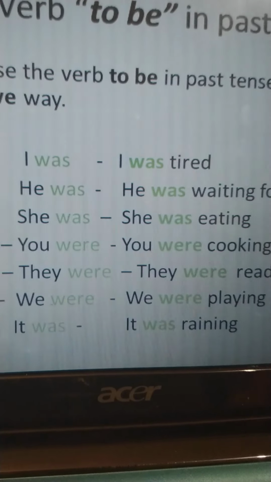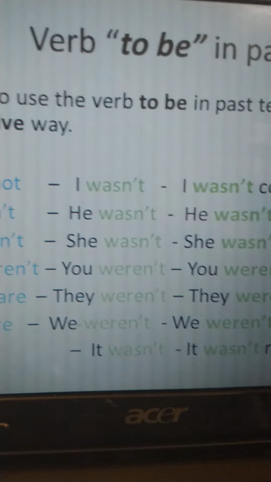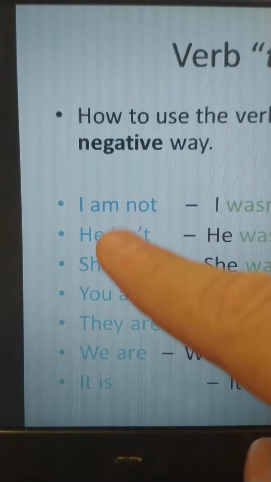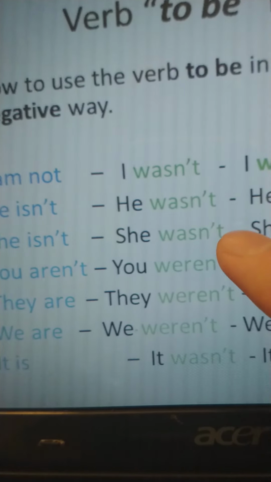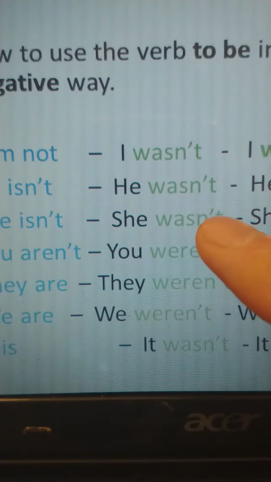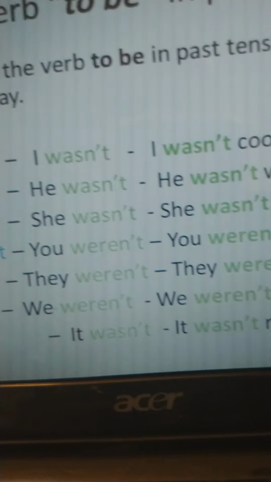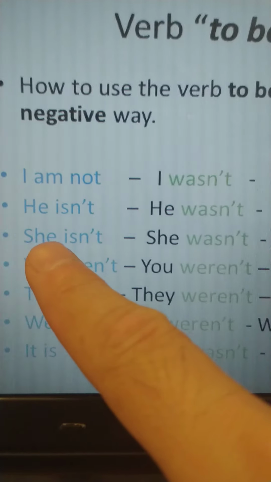Okay? Okay. Then we have the verb to be in the negative way. In the first column is in present, in negative. I am not. In the next column, you have it in negative past. I wasn't. And then the example sentence. I wasn't cooking. Yes?